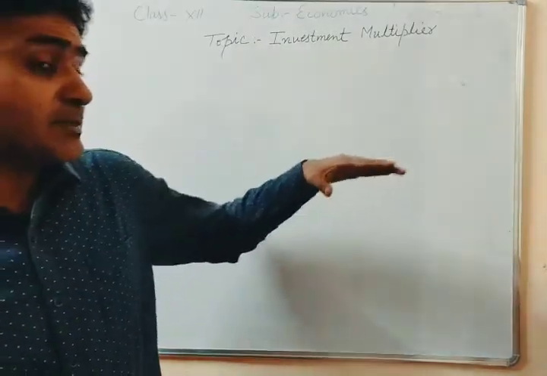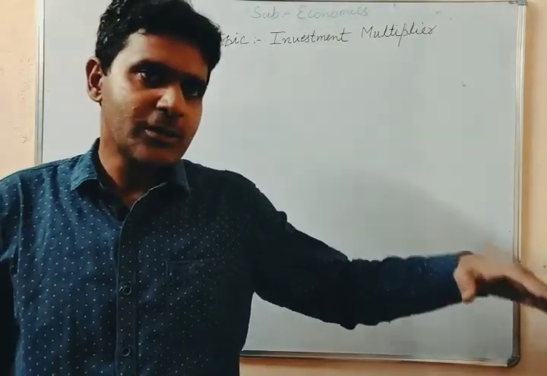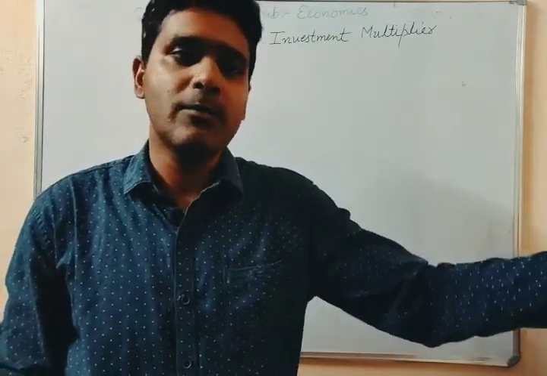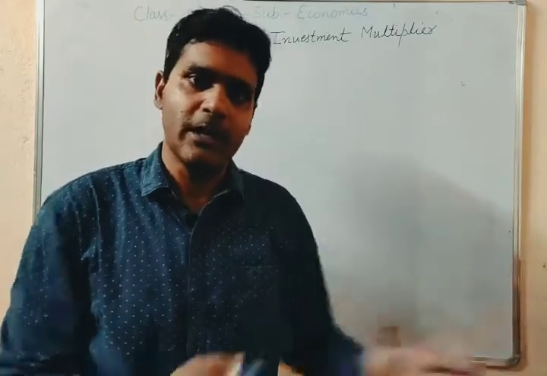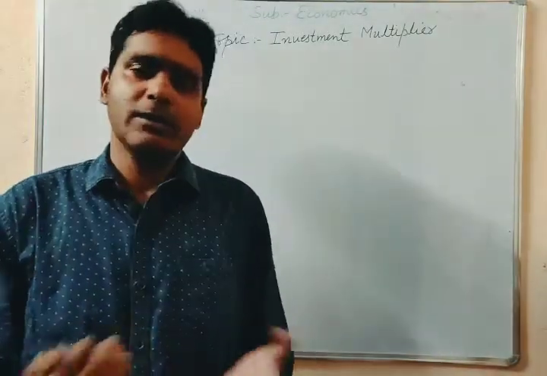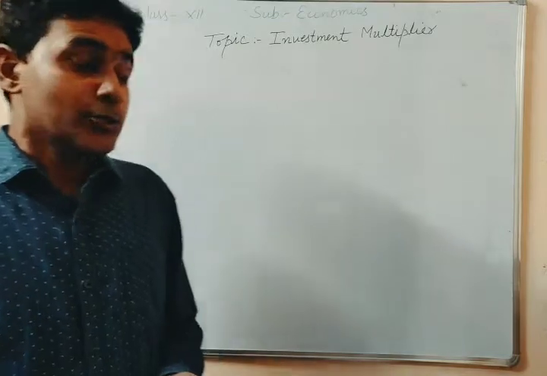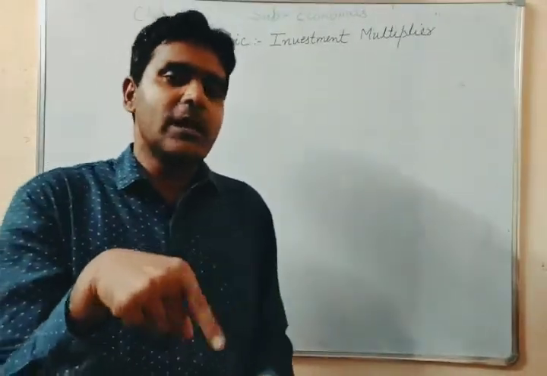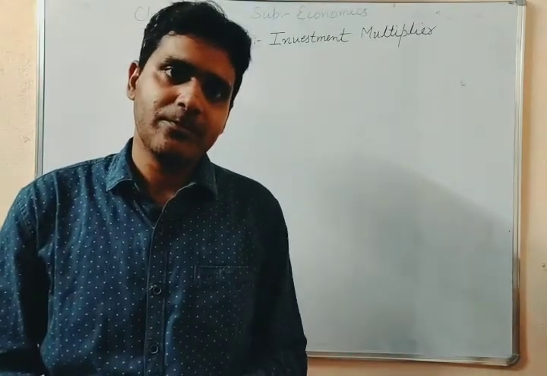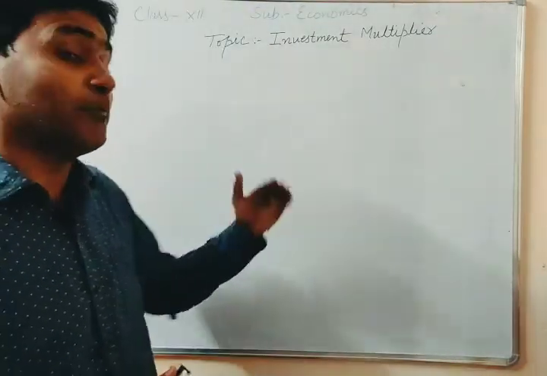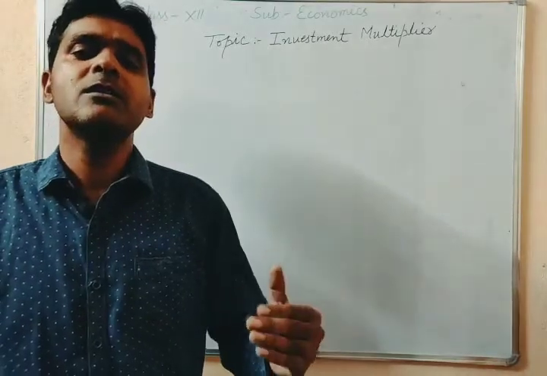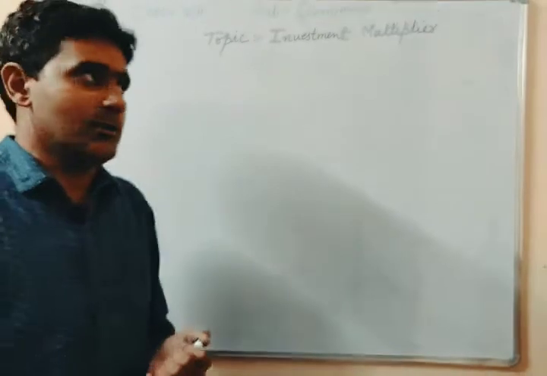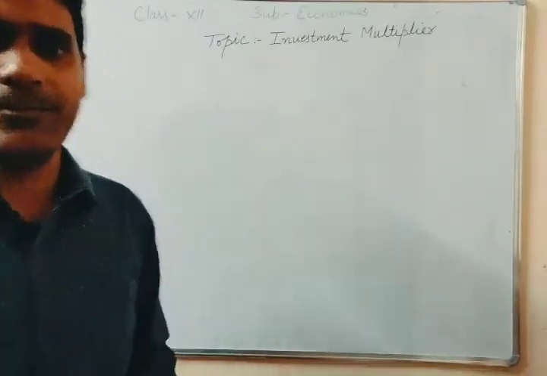So when investment changes, consequently it will lead to a change in the level of income, output and employment, and they all move in the same direction. The change in output due to the change in investment becomes an amplified amount, so it becomes a multiple of the investment. Let's see the definition.